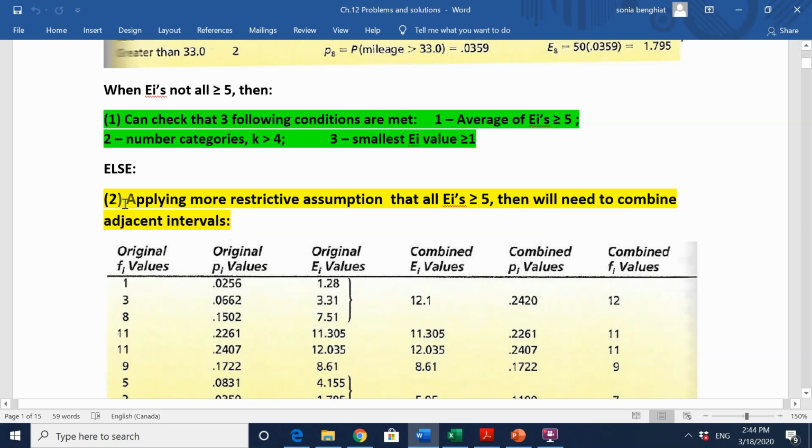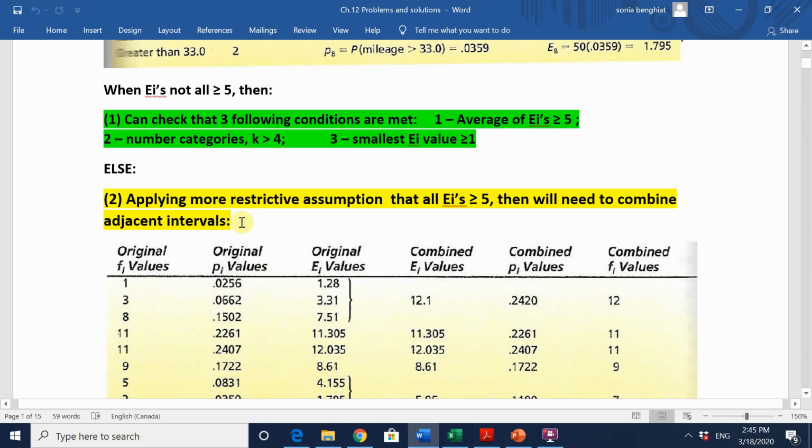We can either choose to go with this approach, which states that we need to combine consecutive intervals, adjacent intervals, in such a way that the new merged intervals will have expected values greater than or equal to 5. So that is one way of fixing the problem. Of course, once again, you must do this for adjacent intervals. So I would be able to say combine intervals 1, 2, and 3 together, but I would not be able to say merge interval or category 1 with category 5 and 6. That would not work. Okay.